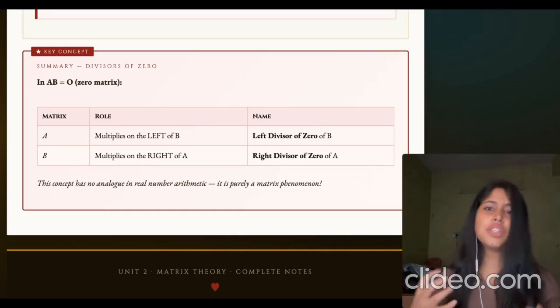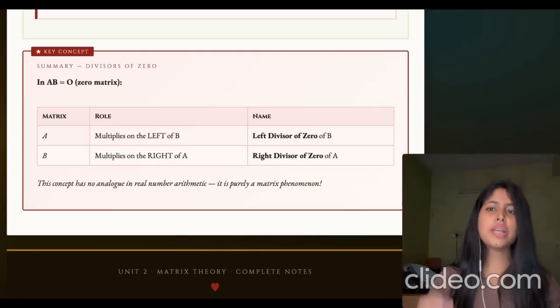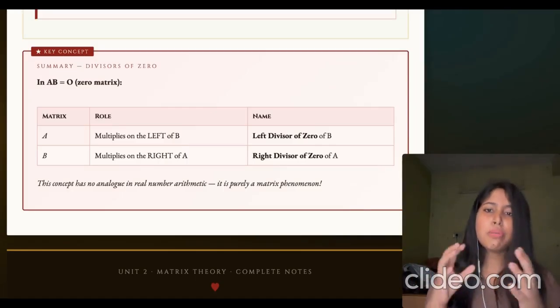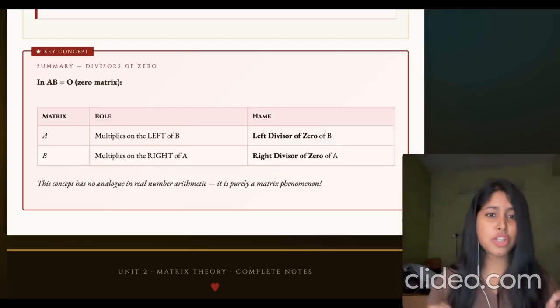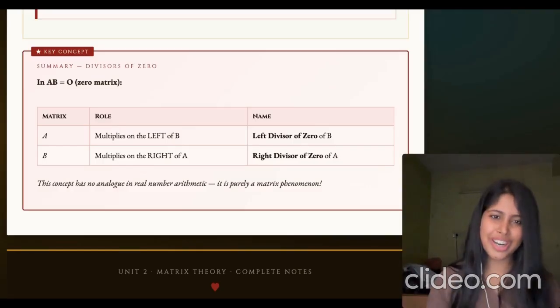And here is a philosophical point I want you to carry with you: in ordinary number arithmetic this situation is impossible, right? 0 times anything is 0, but non-zero times non-zero is always non-zero, right? Now matrices break that rule entirely. This is why matrix algebra is richer, more complex, and honestly more beautiful than simple number arithmetic, right? Now this concept also connects deeply to the idea of matrix invertibility. A matrix that is a divisor of 0 can never be invertible, but that is a story for another video which is coming right after this.